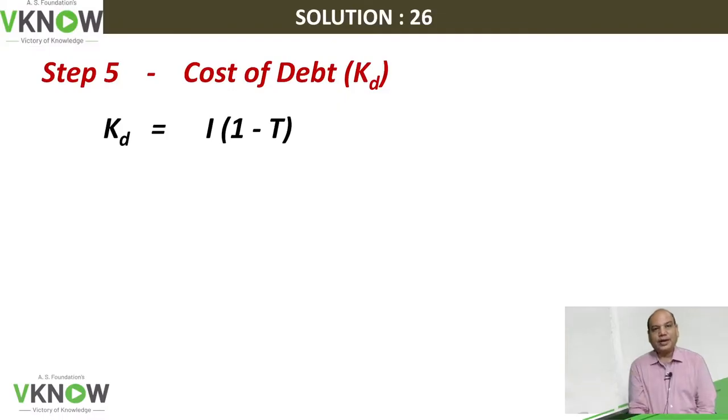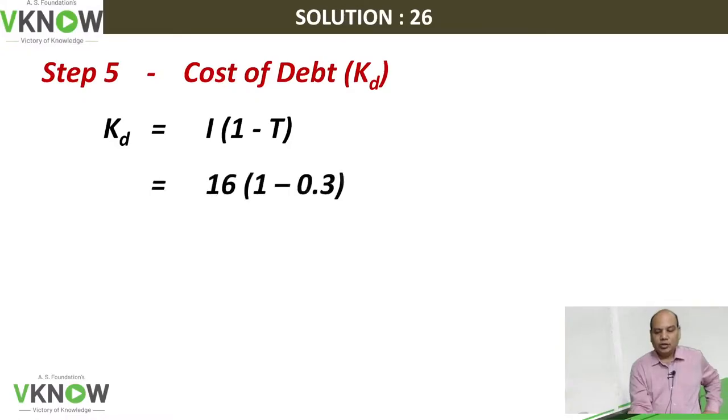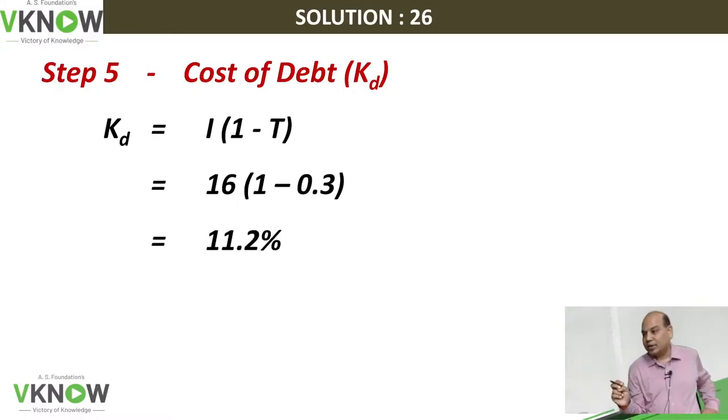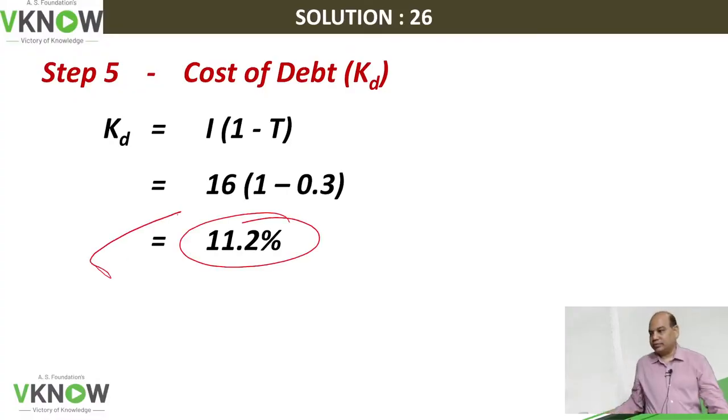Next point, cost of debt. As per CAPM, no, cost of debt is a normal formula: I into 1 minus T, interest net of tax. Interest rate taken from ICICI Bank is 16%. Tax rate of this company is 30%. So what is the answer? Please check. Is it right?